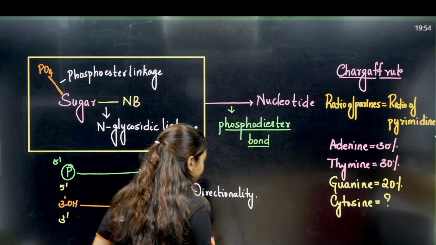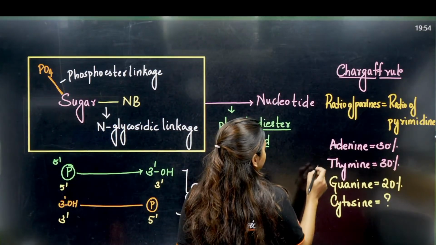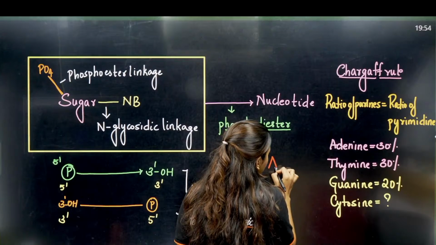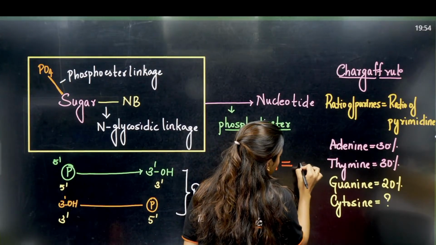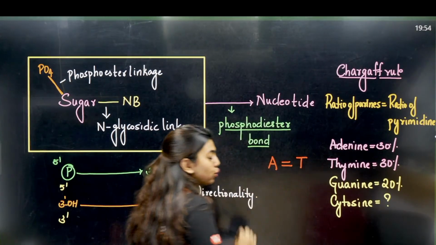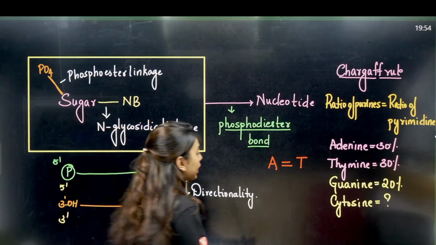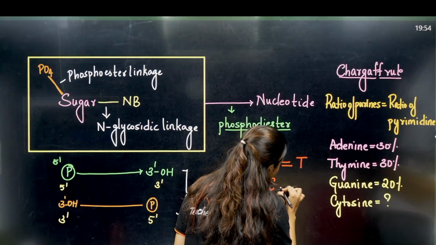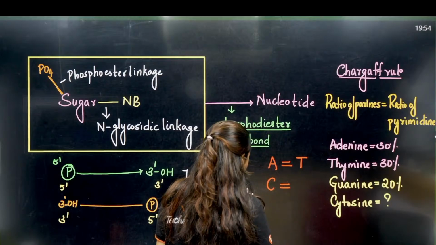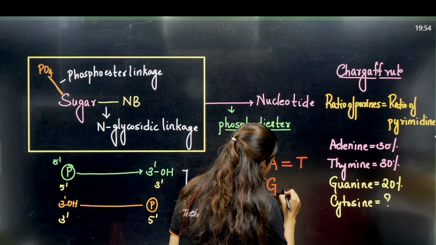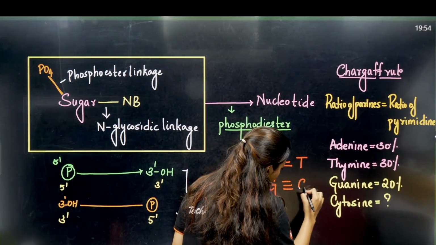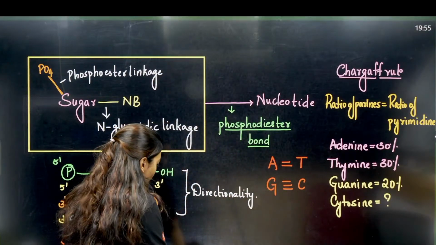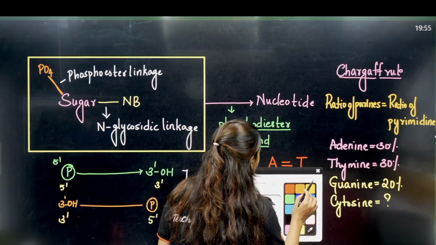Now, how does their binding happen? We know that adenine is going to bind with thymine with 2 hydrogen bonds. I have written 2 hydrogen bonds here, okay? And guanine is going to bind with cytosine with 3 hydrogen bonds, okay? So, hydrogen bonds are the medium of binding here.